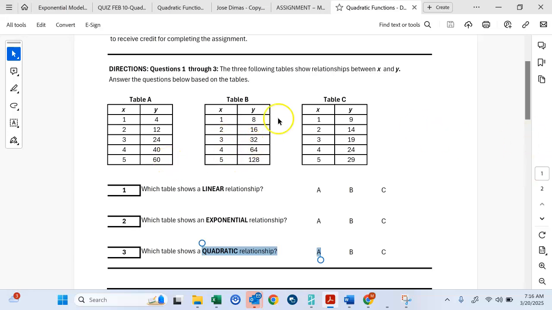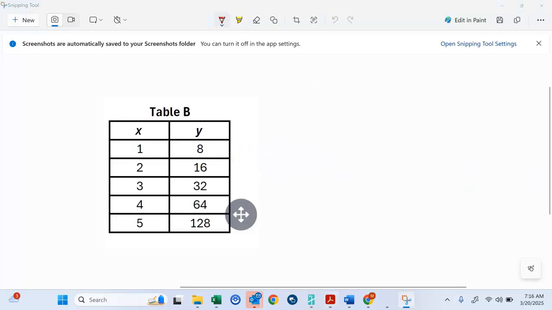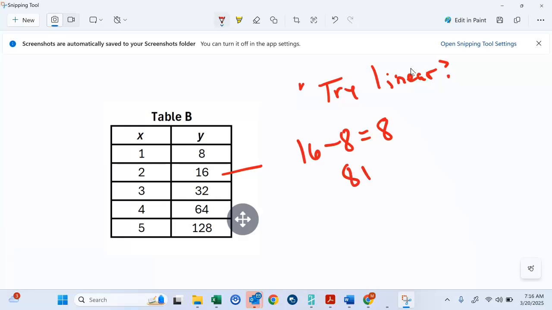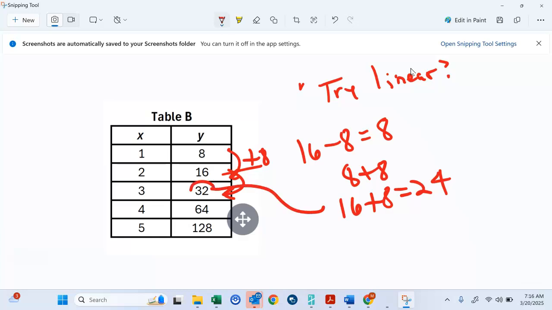okay, so now we need to check table B. So let's look at table B a little bit bigger. So first we try, is it linear? So we go 16 minus 8 equals 8. So that would be 8 plus 8. So that plus 8. But does it continue? Let's try. So 16 plus 8 equals 24. Is that 24? No. So that is not linear.